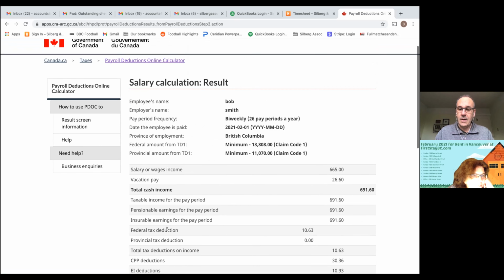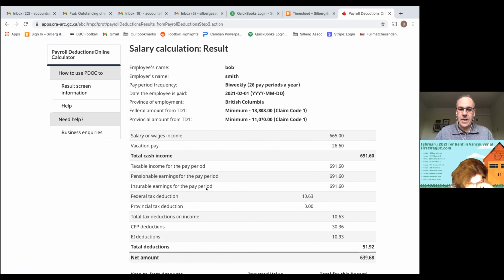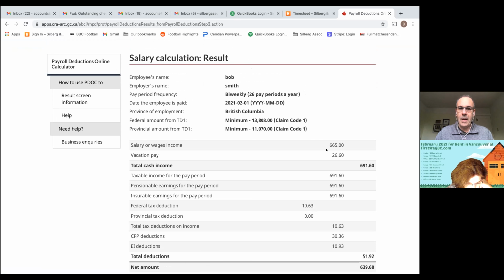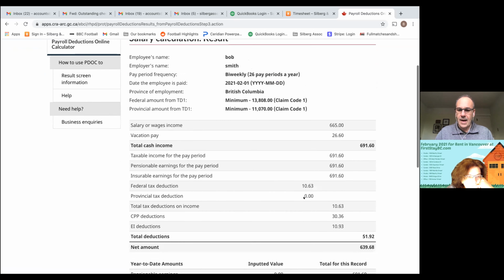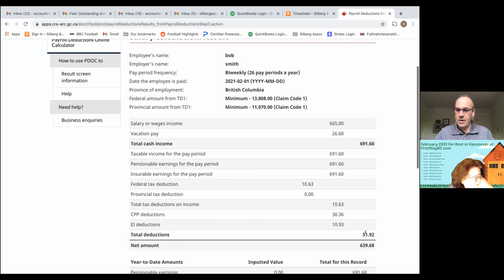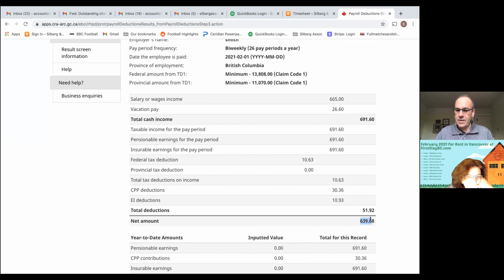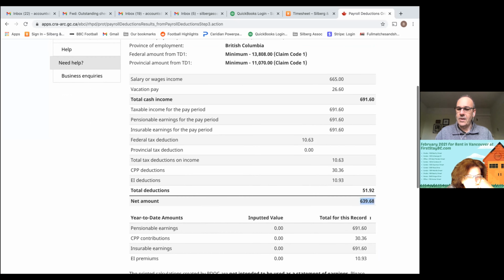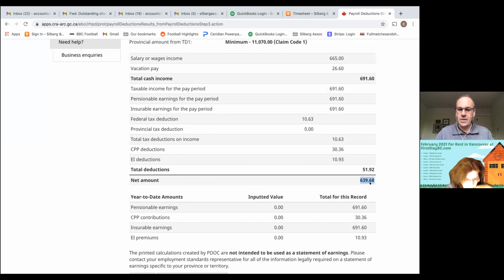It tells you. So what they're saying is, let's look through. You're going to pay your employees $665 plus what do you see? This is the total amount. How much tax you're going to take? 1063, 3036, and this is your total deduction. And therefore, this is how much you send the check to them, 639.68.